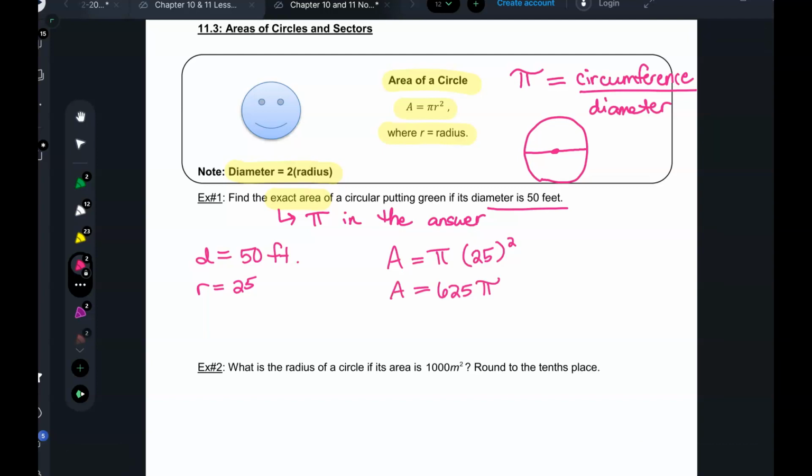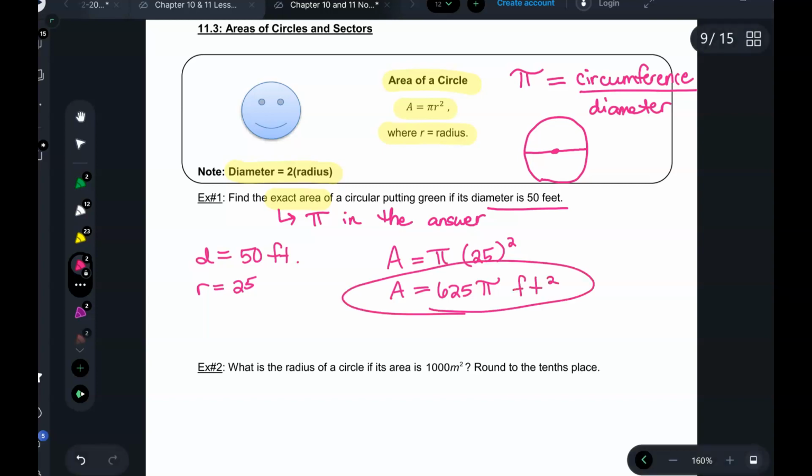And we need units, so area is always squared. Do you have to multiply the whole thing out? No. If I ask for exact, I don't want to put it in my calculator and get a decimal approximation. So you just square the 25 and then put pi and then units squared. Yep, that's it.